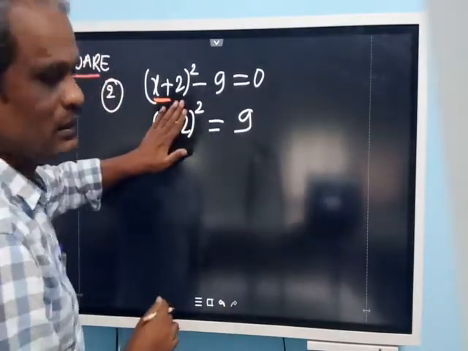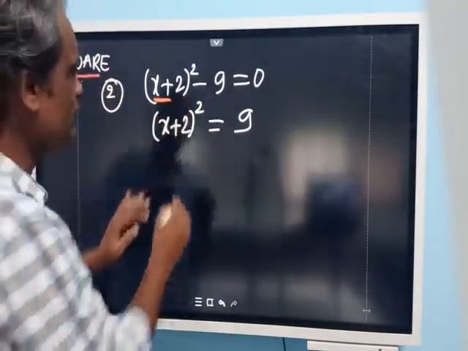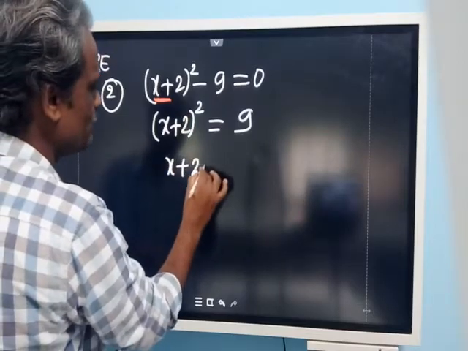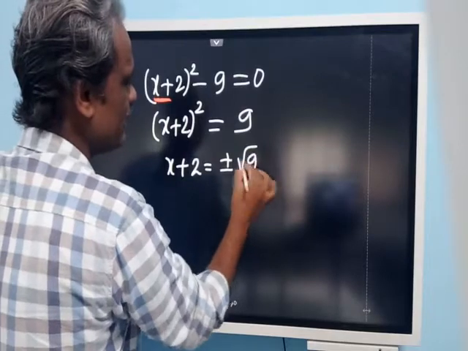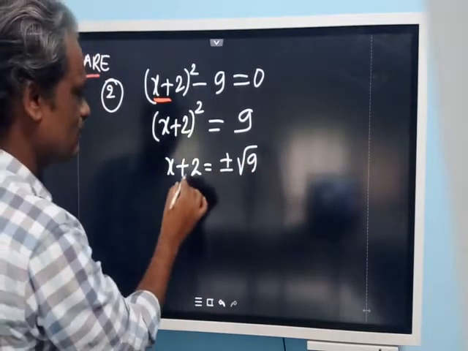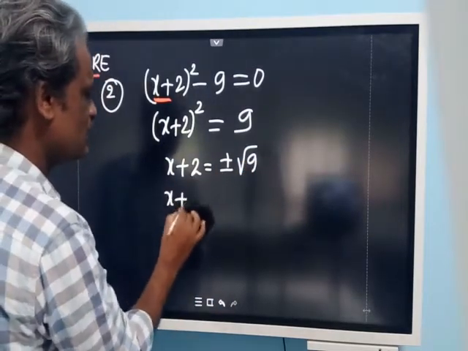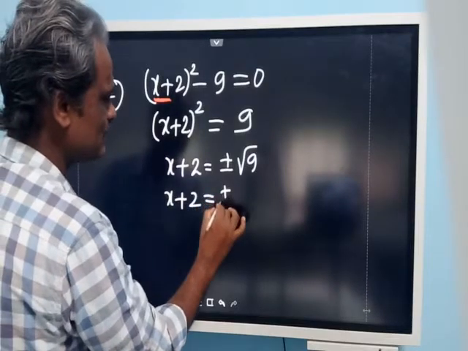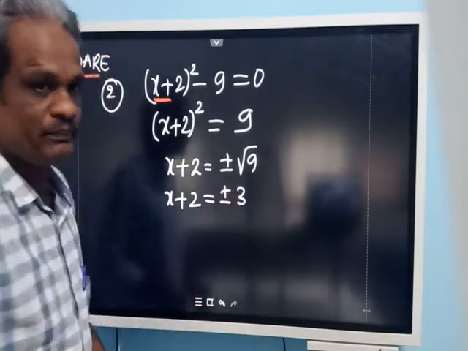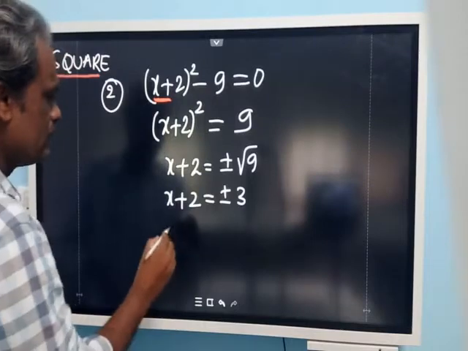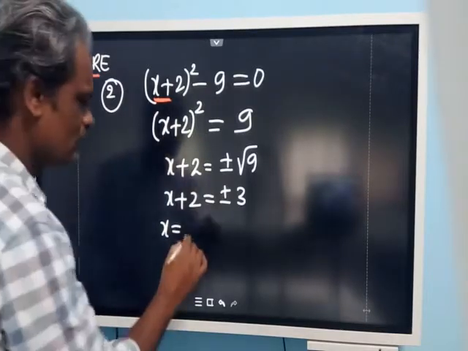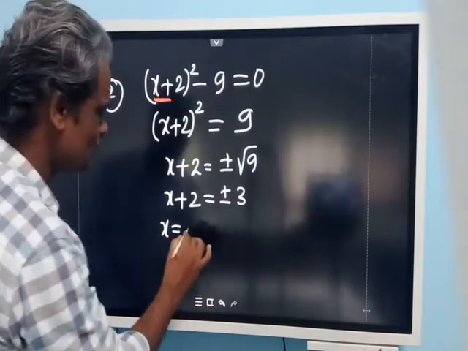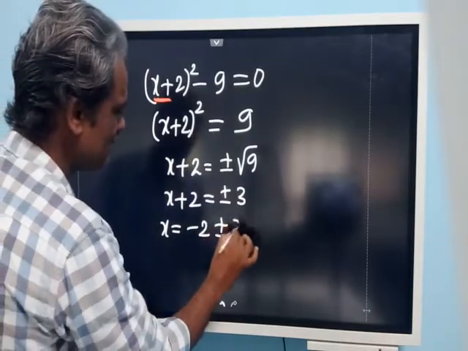Now it is a square. You want the value of x plus 2, so take the square root of this. This will be plus or minus root 9. Then x plus 2 is equal to either plus or minus 3. So now x is equal to, you transfer 2 to the right side, plus 2 becomes minus 2, minus 2 plus or minus 3.